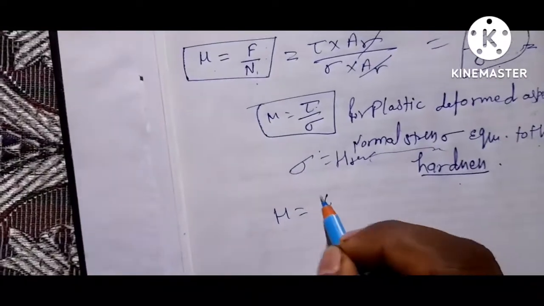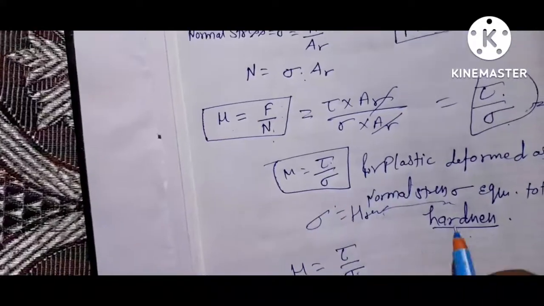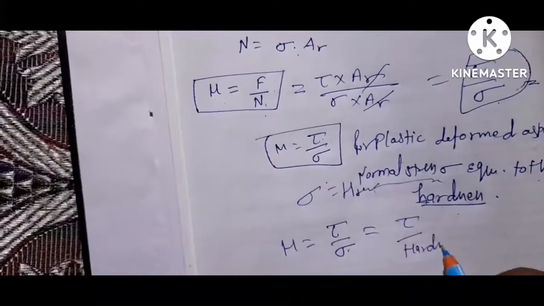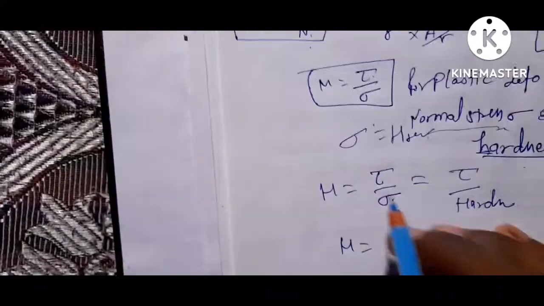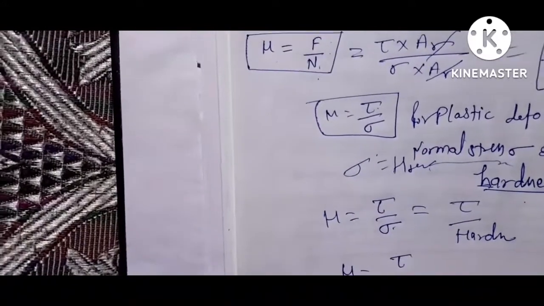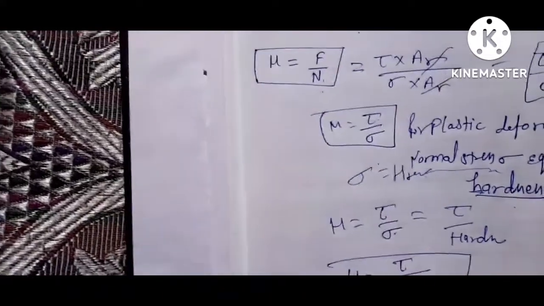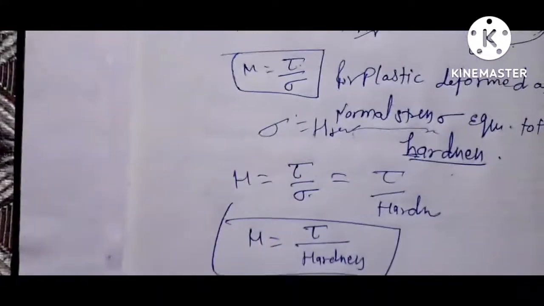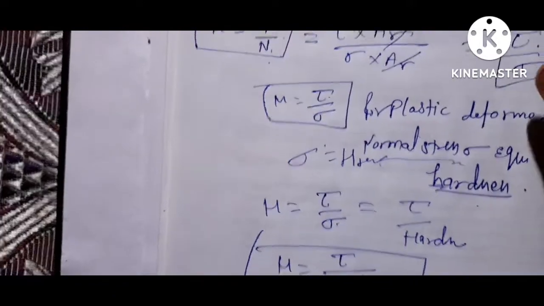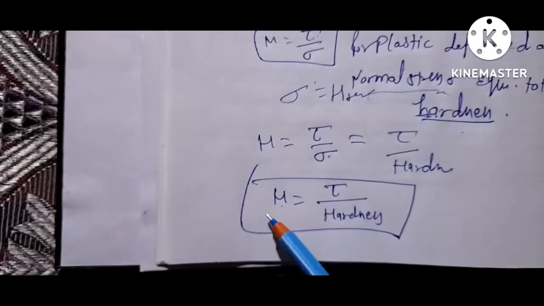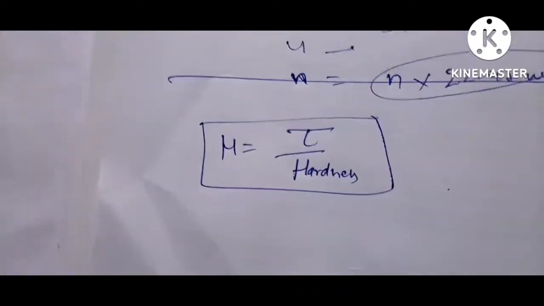Okay, so now in this equation, mu equals what? Tau divided by sigma, and sigma equals the hardness, so tau divided by hardness. So mu, the friction coefficient, equals shear stress divided by hardness. This is your main relation between coefficient of friction and hardness. So coefficient of friction mu equals tau divided by hardness.